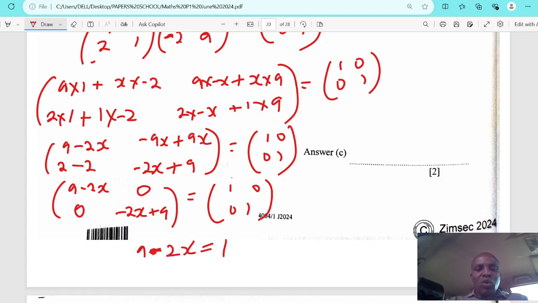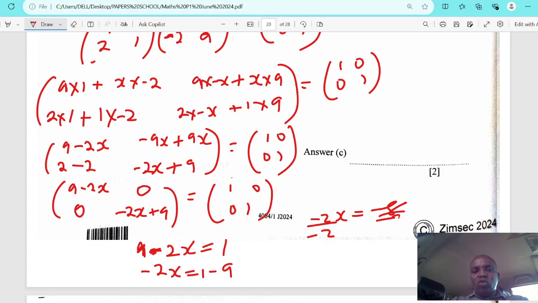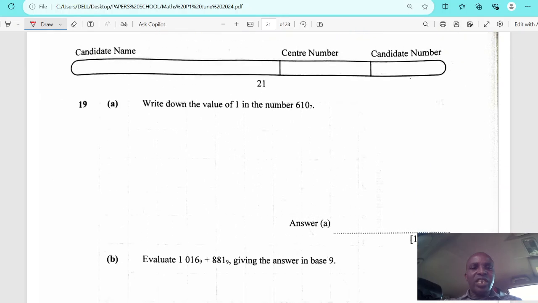9 minus 2x is equal to 1. That's what you do. You can see 0 is equal to 0, everything. Or you can take minus 2x plus 9 is equal to 1. Still the same. Then minus 2x is equal to 1 minus 9. Minus 2x is equal to minus 8. You divide by minus 2 on both sides, you get x is equal to 4. Done. Just like that. Next, 19.